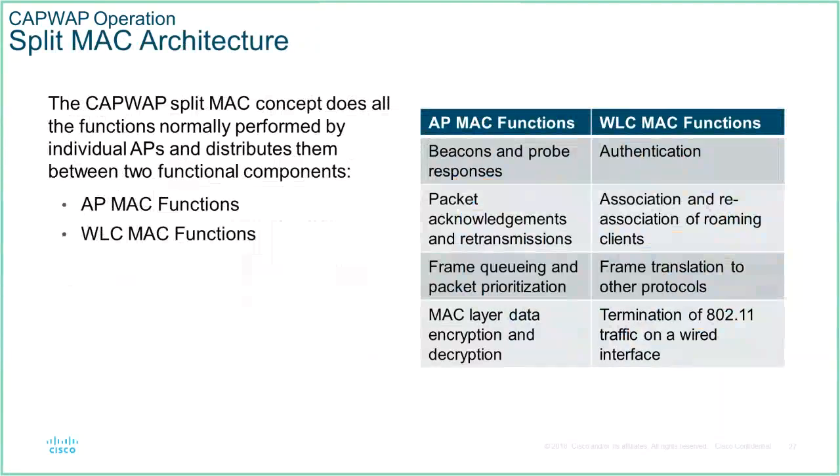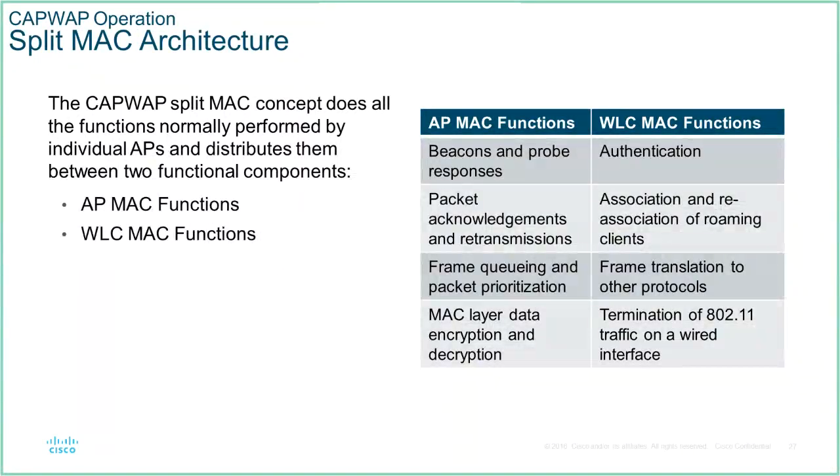Next up, the functions. So the access point is, as I said, like your hub. So it is responsible for the beacons and probe responses. It acknowledges all packets and retransmissions. It does all the frame queuing and prioritization before sending it across the wired network. And it does the encryption and decryption of the layer 2.